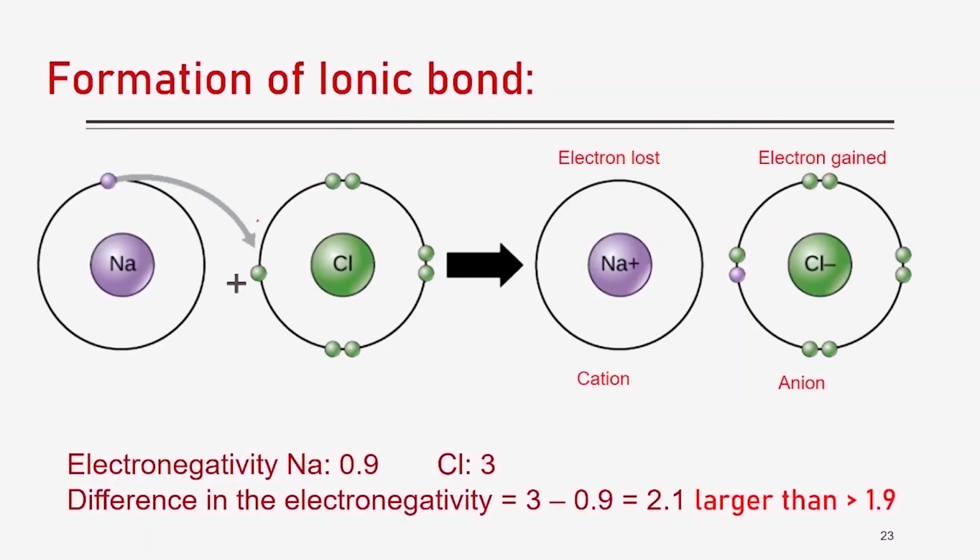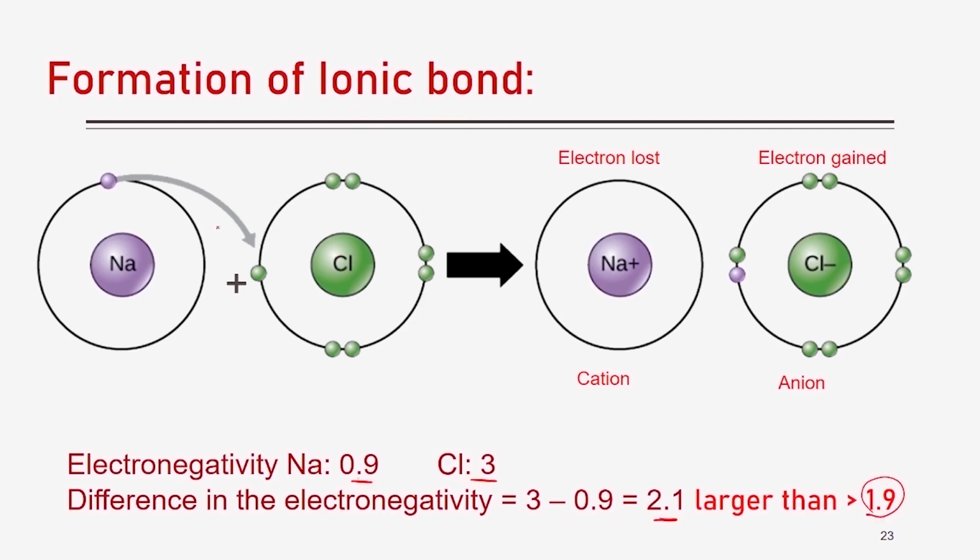Now back again to the ionic bond. When the electronegativity difference between the atoms involved in the chemical reaction is higher than 1.9, we expect the bond to be ionic. Let's apply that to our example. Sodium electronegativity is equal to 0.9 and chlorine is 3. The difference in the electronegativity is equal to 2.1, which is higher than 1.9. That is why ionic bond forms.